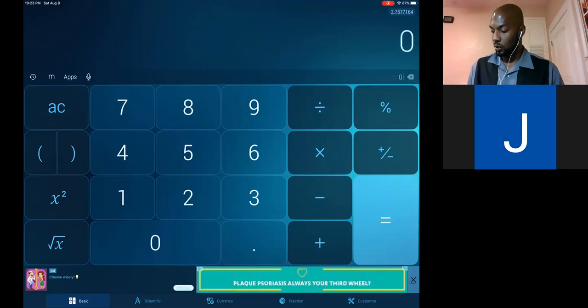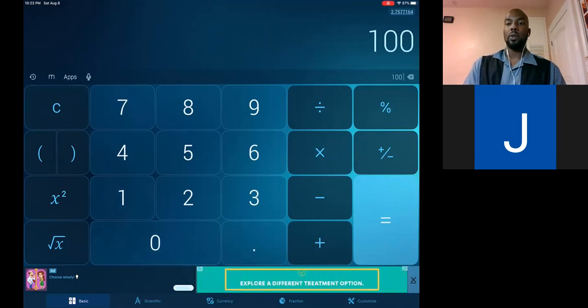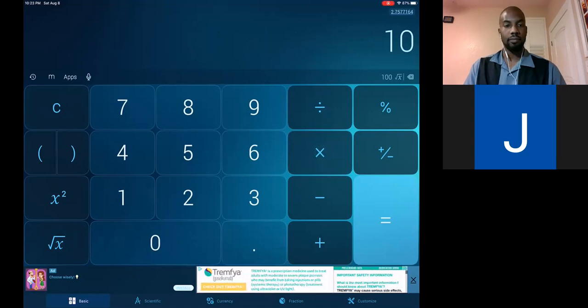And one more time, let's use 100. Type in what you're looking for, then press the square root button, and you'll get 10. All right, hopefully that helps. That's solving square roots and radicals with a calculator.